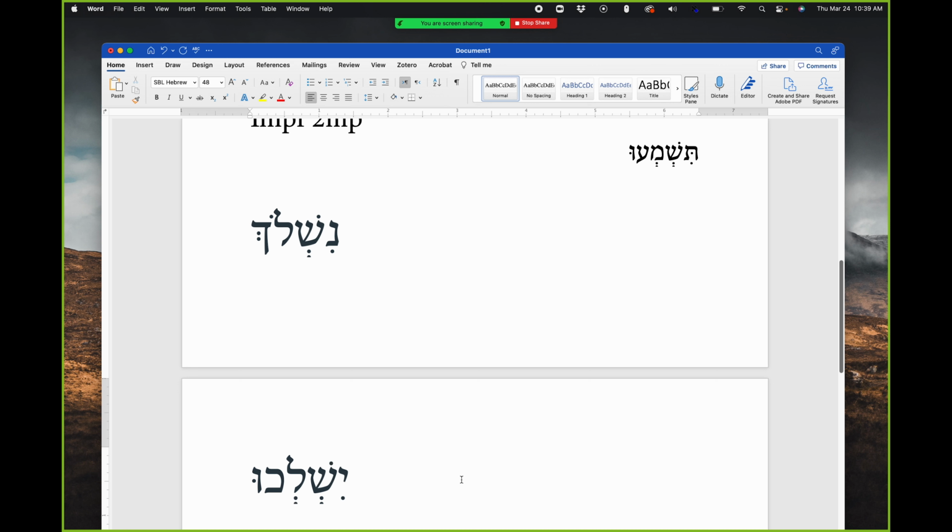If I want the imperative, then I'm just going to delete that prefix, and then I end up with this shva pattern here that I need to fix. So I just replace that first shva with a hiriq, and that would give me the imperative 2MP form. So that's going to be the difference there. The imperative will lack the prefix.